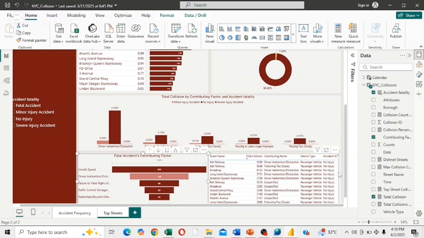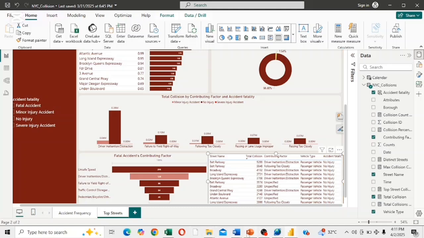And this table is here to show us the accidents that happen by streets, contributing factors, the vehicle type, and the type of the fatality of the accident.